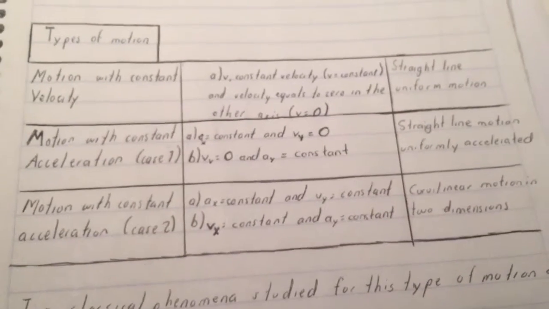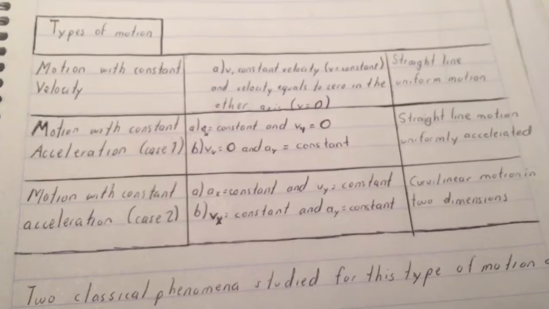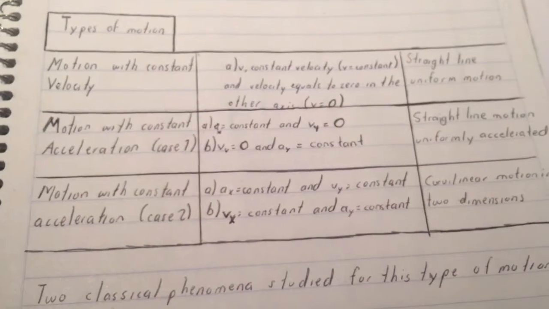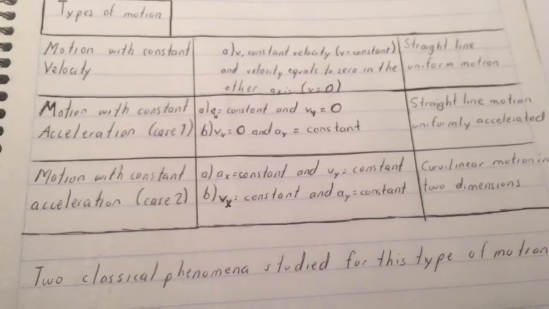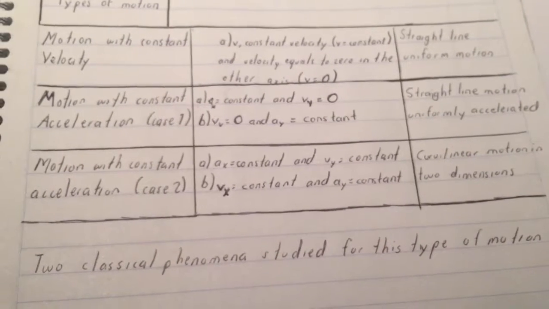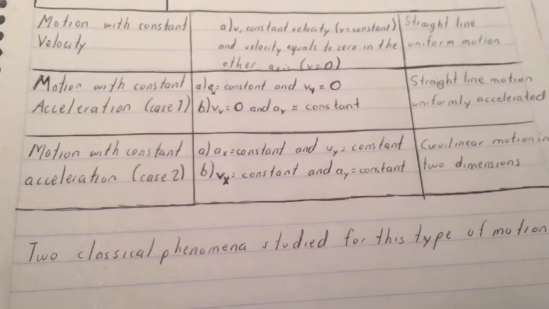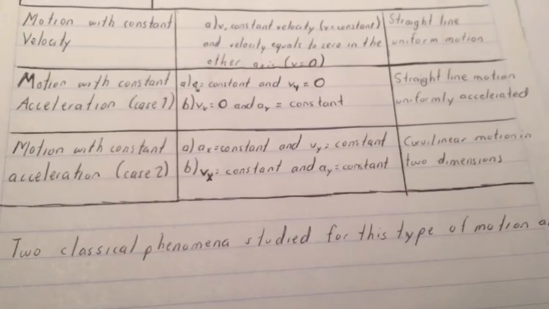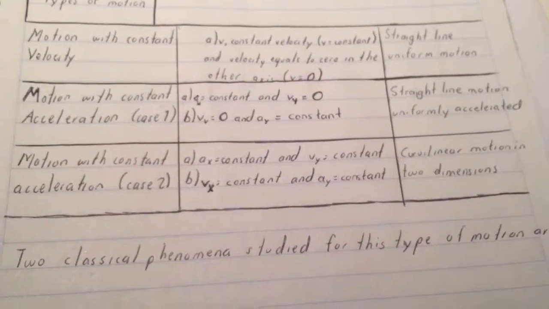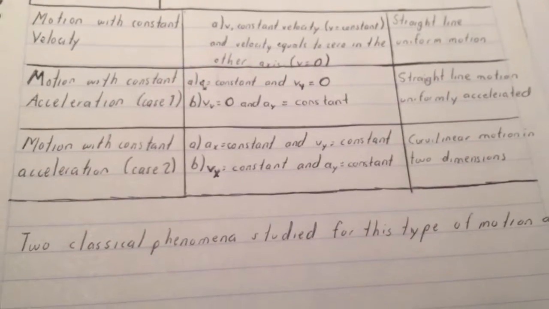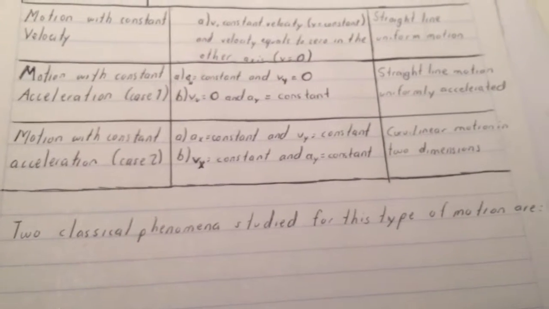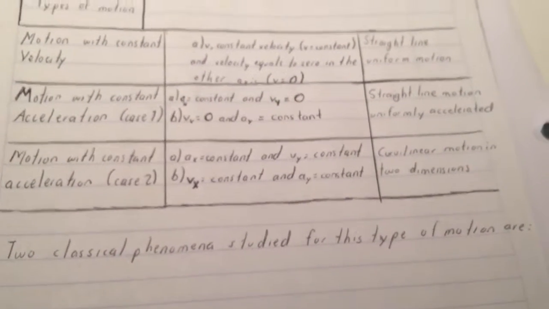The first one is described as a straight line with uniform motion. The second one, which is the motion with constant acceleration in case number 1, has a straight line motion uniformly accelerated. And in the second case, we have a curvilinear motion in 2 dimensions.